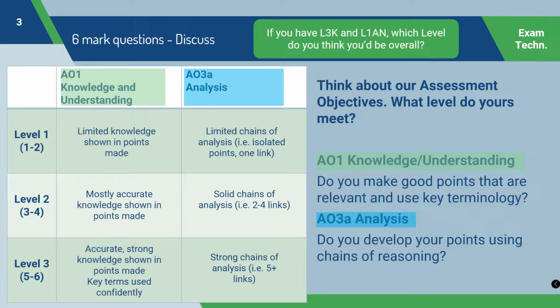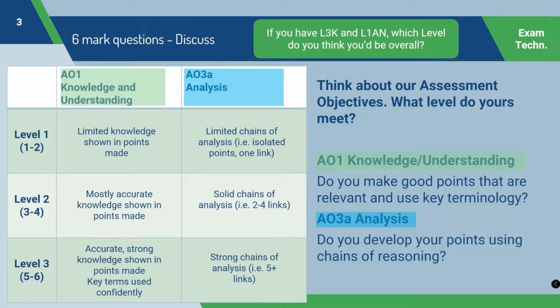Yeah, and that's the key thing, that your overall mark will be kind of an average of your levels of response. So if you're level 2 for knowledge and level 2 for analysis, it's quite obvious that you're going to get either 3 or 4 marks. But if you are split between them, it's probably going to be that your knowledge is going to score higher than your analysis. If you've got, for example, level 3 knowledge and level 1 analysis, because you've made some really good points and used key terms, but you haven't developed it, then you would average out to be a level 3.